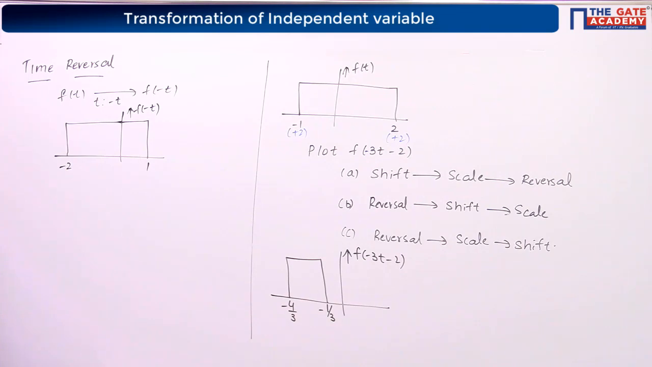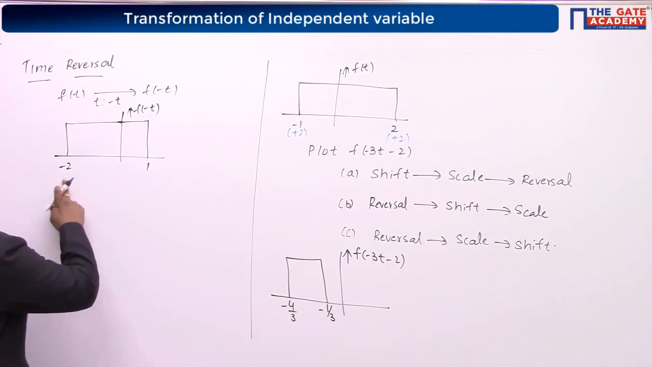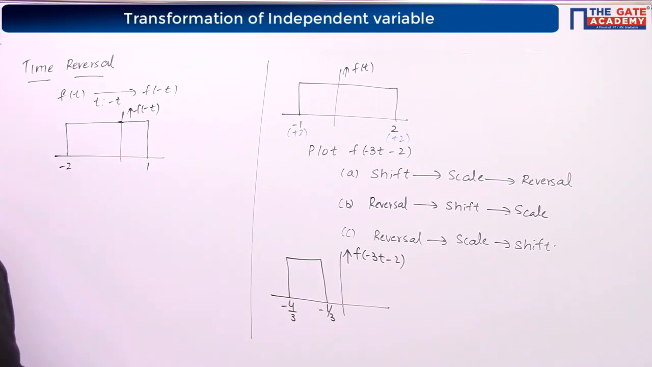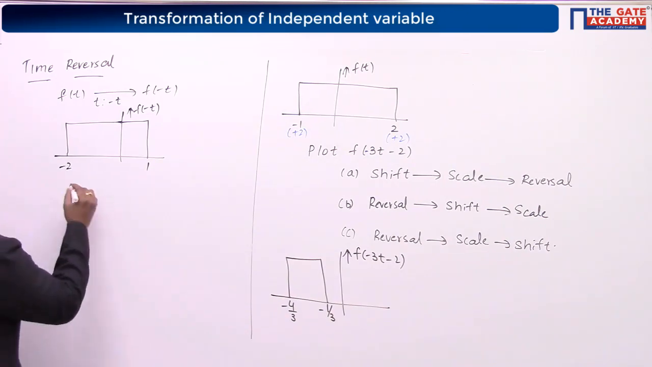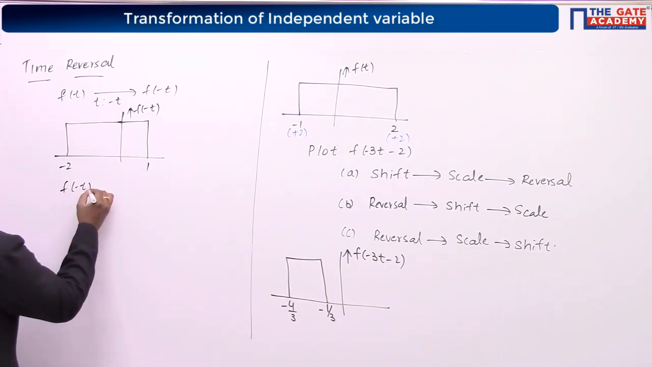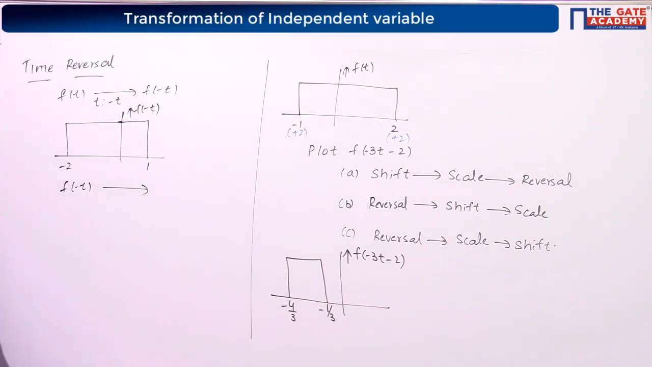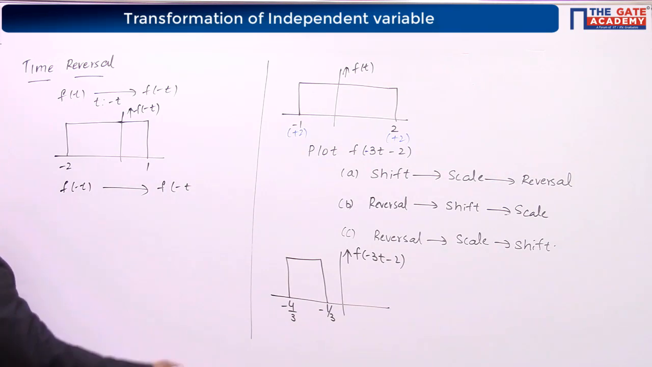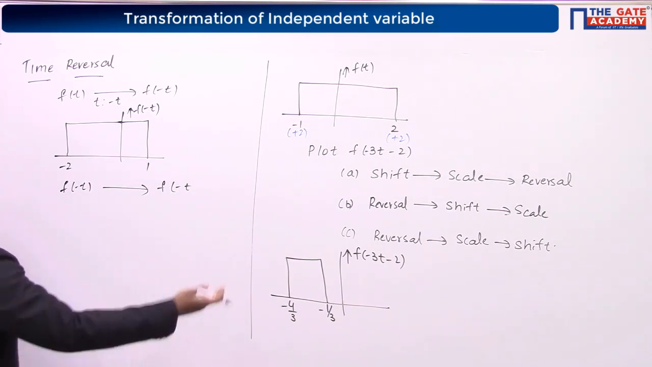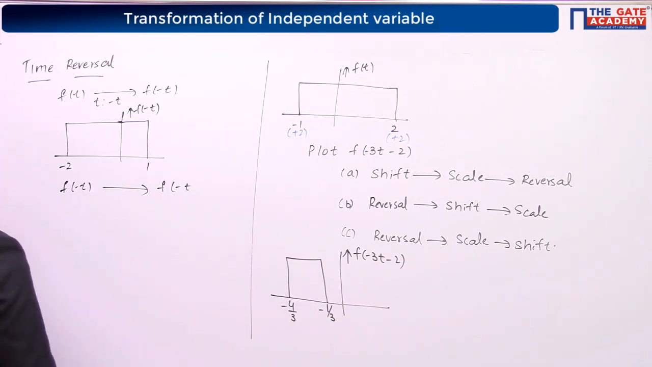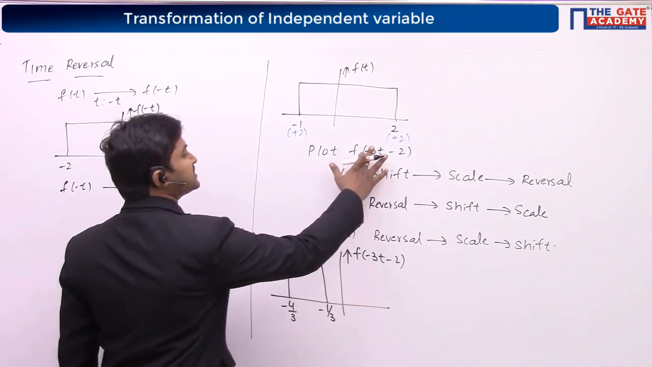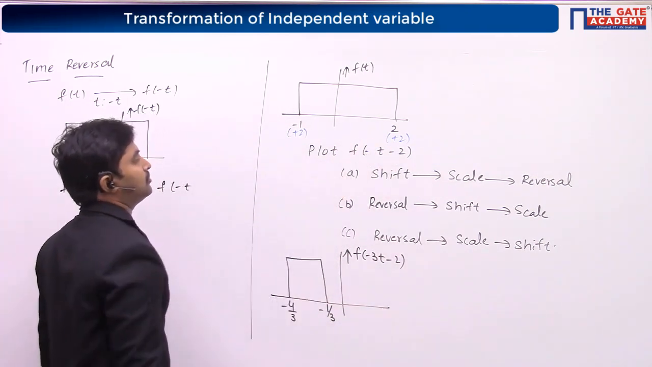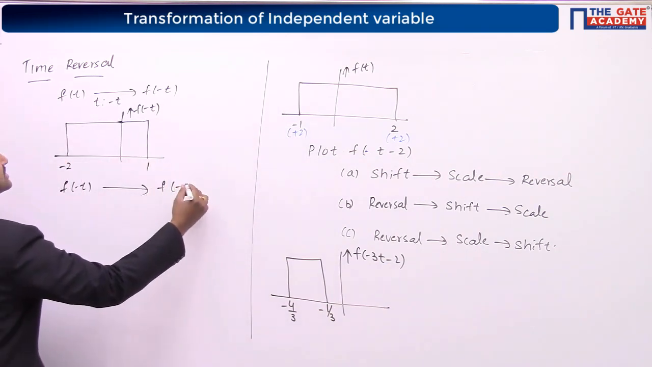Okay? Minus 2 to the value of 1. This is f of minus t. Now, f of minus t, next operation is shifting operation. So, we didn't do the scaling yet. So, the scaling operation will not be there. So, without scaling operation, this is the result that you want.